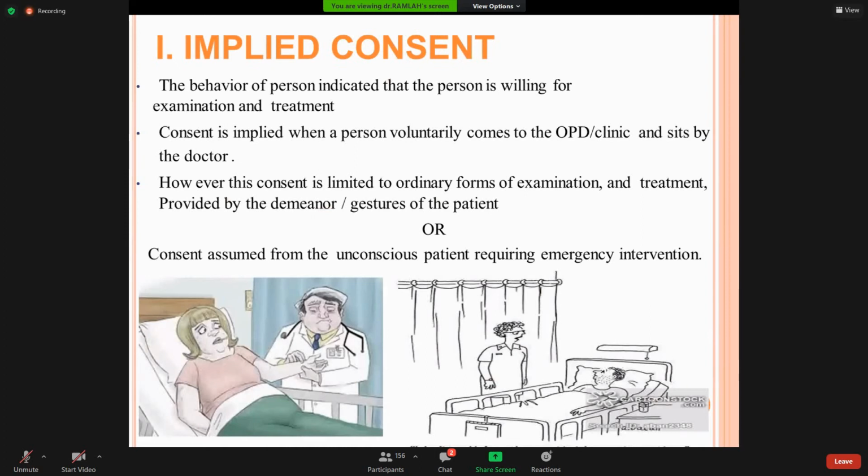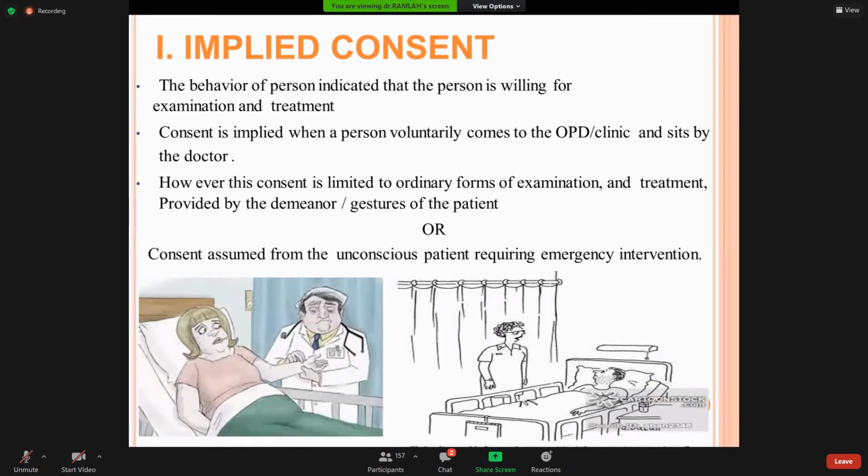What is implied consent? As I already told you, the behavior of the person indicates that the person is willing for examination and treatment. This kind of consent is employed when a person voluntarily comes to the OPD clinic and sits by the doctor. However, this consent is limited to ordinary forms of examination and treatment, indicated by the demeanor and gesture of the patient. Like you asked the person's name, you held the hand to monitor the pulse, put the thermometer in the mouth, okay?